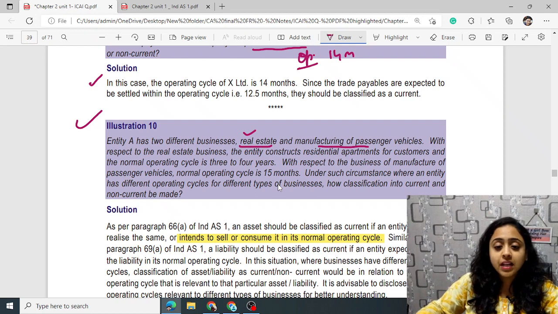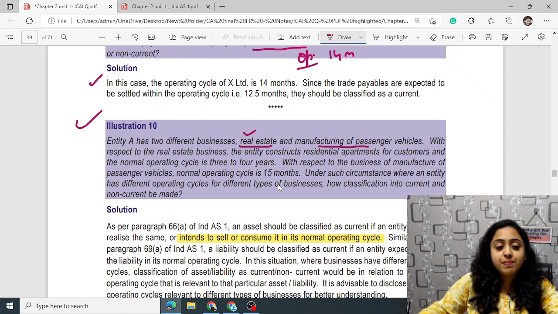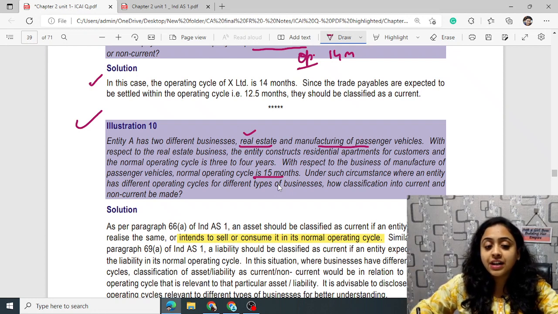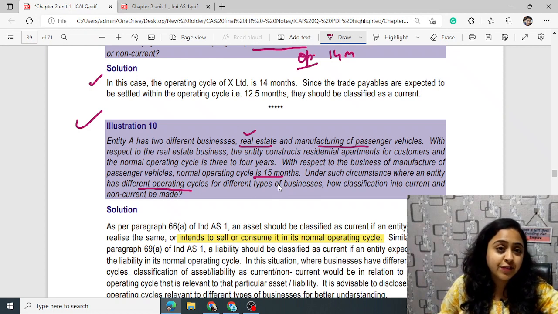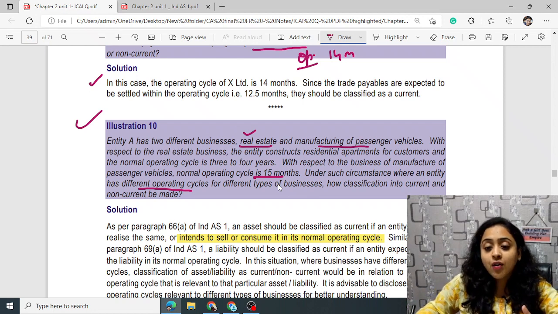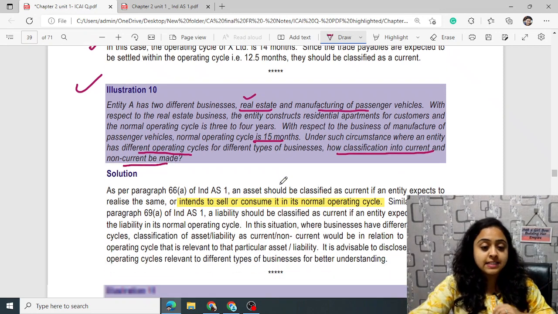Now, real estate and manufacturing of passenger vehicles. With respect to the real estate business, the entity constructs residential apartments for customers and the normal operating cycle is 3 to 4 years. With respect to the business of manufacture of passenger vehicles, the normal trade operating cycle is 15 months. Under such circumstances, where an entity has different operating cycles, you know that operating cycles for different lines of business can be different. It can vary from entity to entity, business to business, operation to operation. Of different types of business, how should classification into current and non-current be made? See, there are two important points in this.